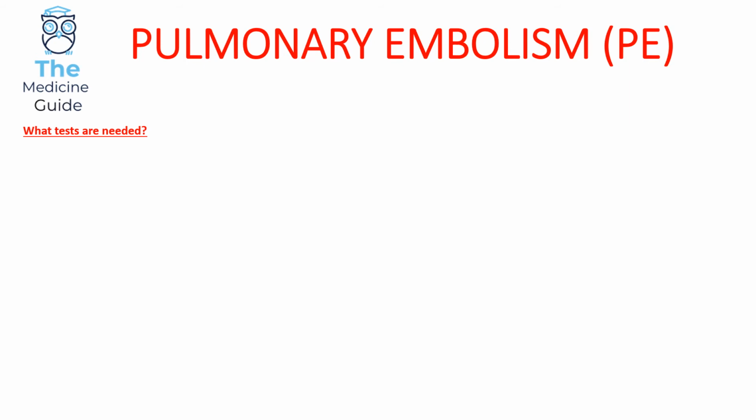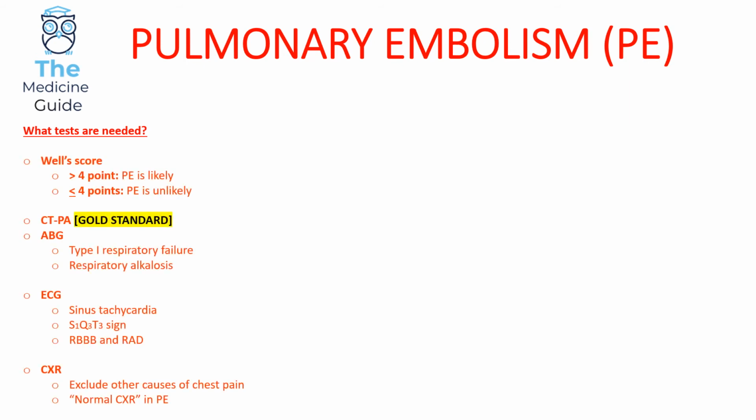So now let's look at the tests that are needed to investigate for PEs. So for a PE you have to perform the Wells score, so if your Wells score is greater than 4 then a PE is considered likely, but if your Wells score has a value equal to 4 or less than 4 points, then a PE is considered unlikely.